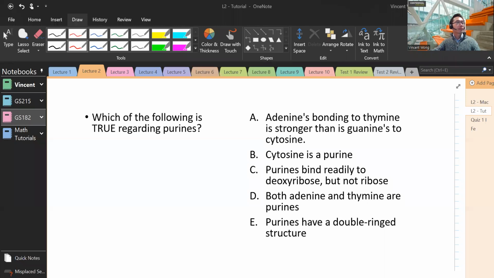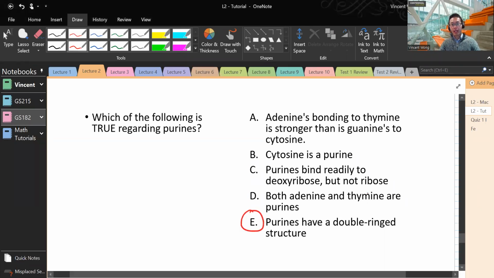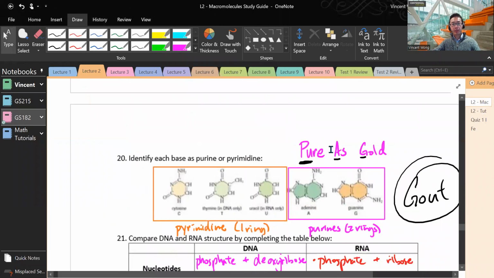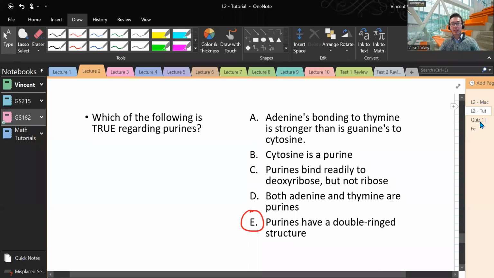Most of you got it right. Purines have a double-ringed structure. If we go back to the picture here, we can see that purines have 2 rings in them. One way I remember is purine has 2 syllables, 2 rings. And just to mention something else here, adenine's bonding to thymine is stronger than, sorry, grammatically it doesn't make sense, stronger than guanine to cytosine.